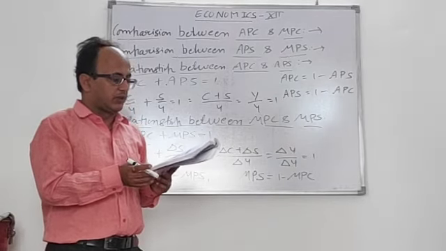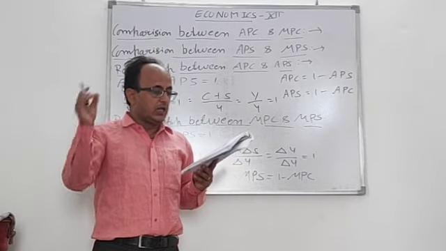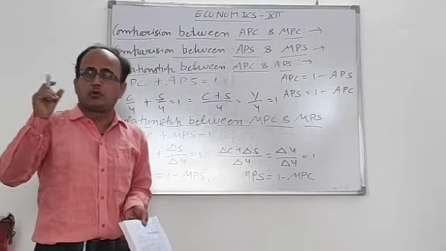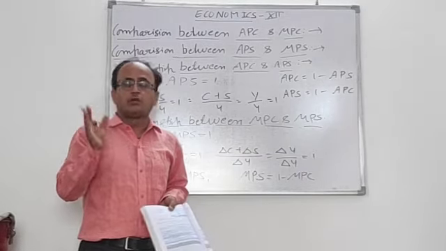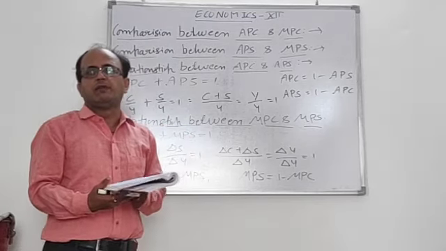Second is value more than 1. APC can be more than 1 when our consumption is more than our national income, or you can say before the break even point. The value of our APC can be more than 1, but when? When our consumption is more than income, or before the break even point, APC will be more than 1.